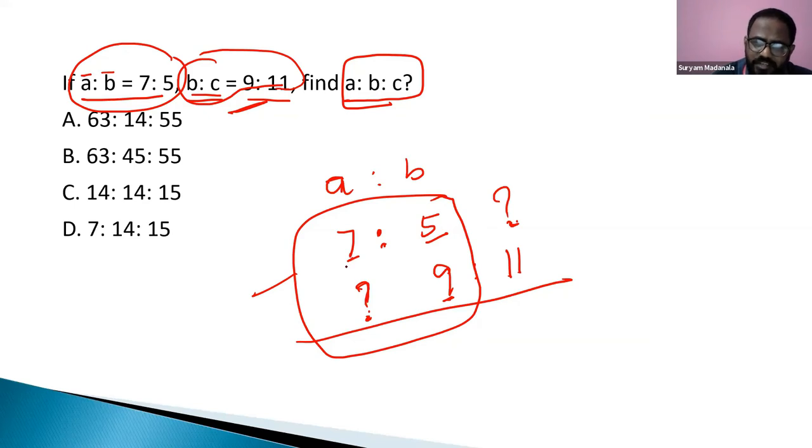Five parts is seven. So nine parts is how much? Will it be more than seven or less than seven? Muhammad, very good. It is definitely more than seven. So the fraction becomes 9 by 5 into 7. Finally, you get the answer as 63/5. Agreed? So let us write the ratio in this way.